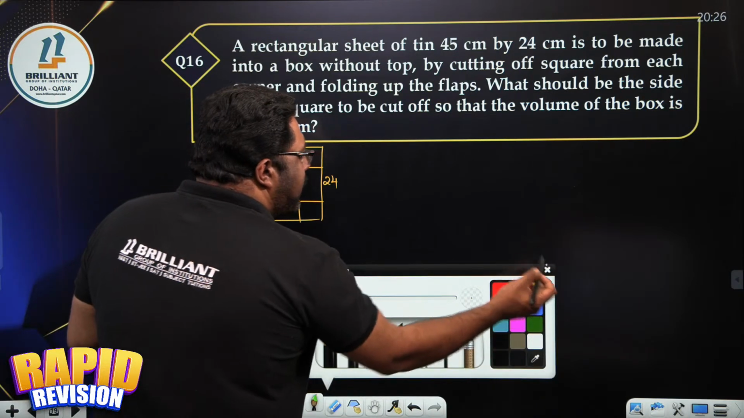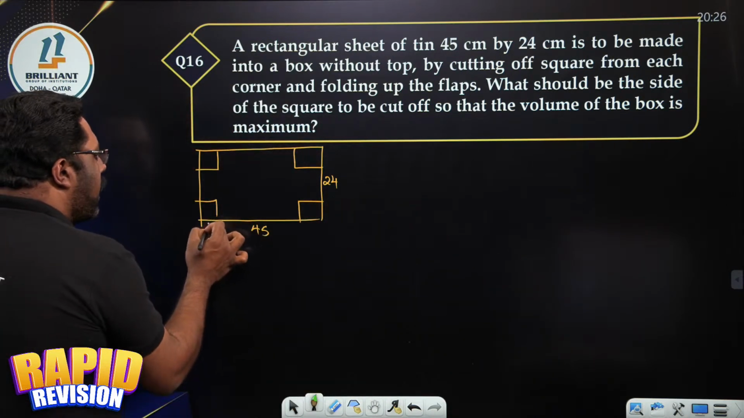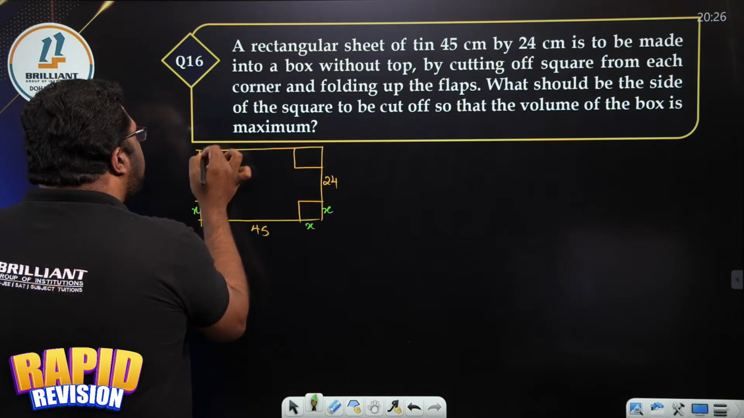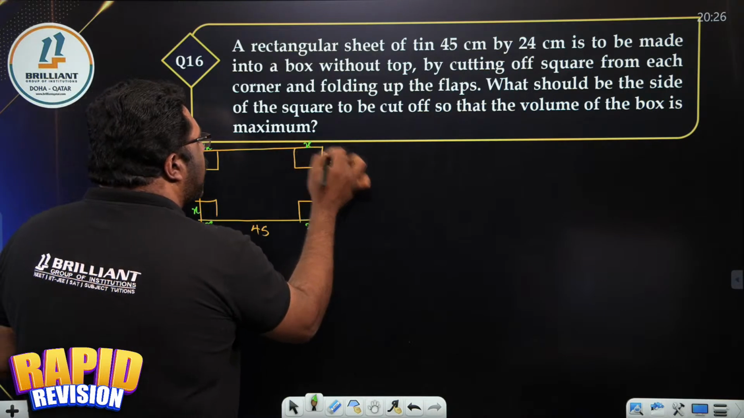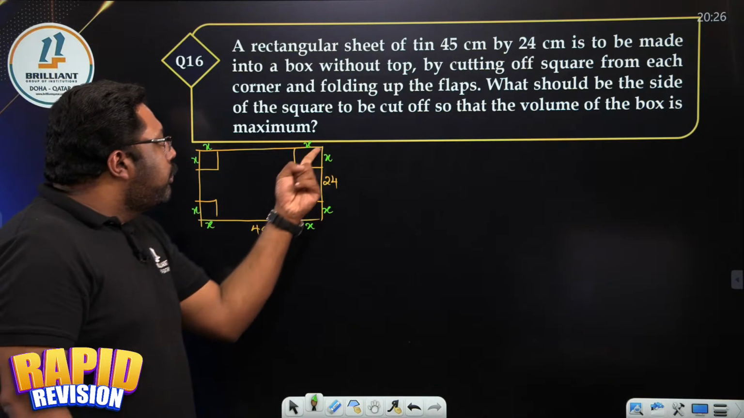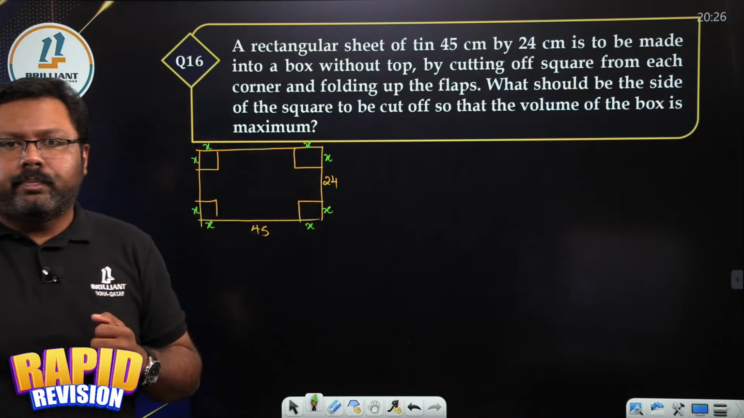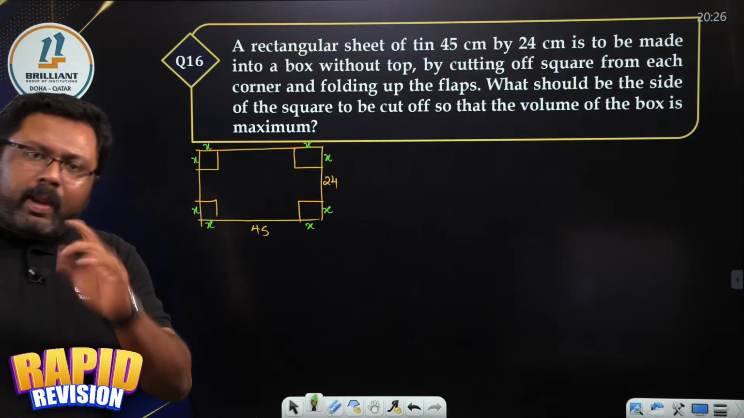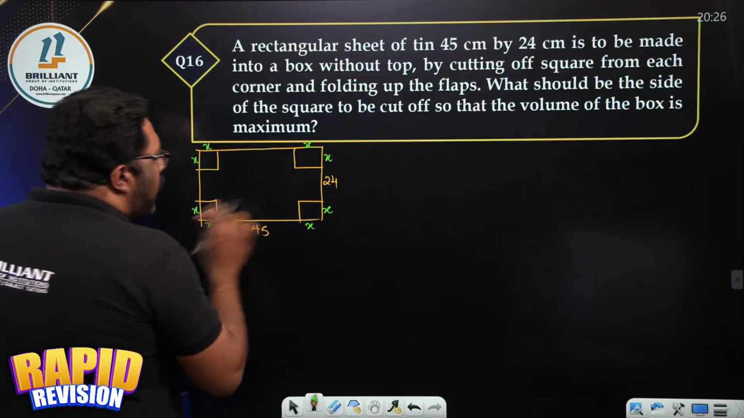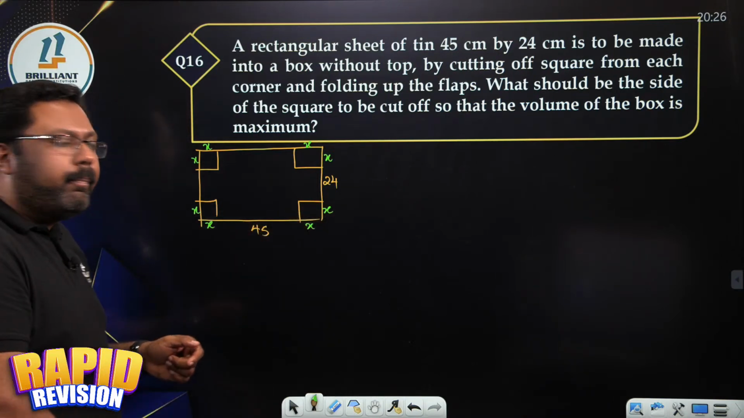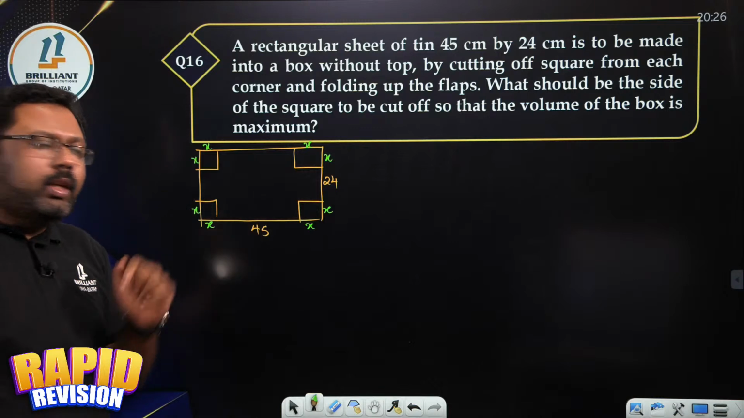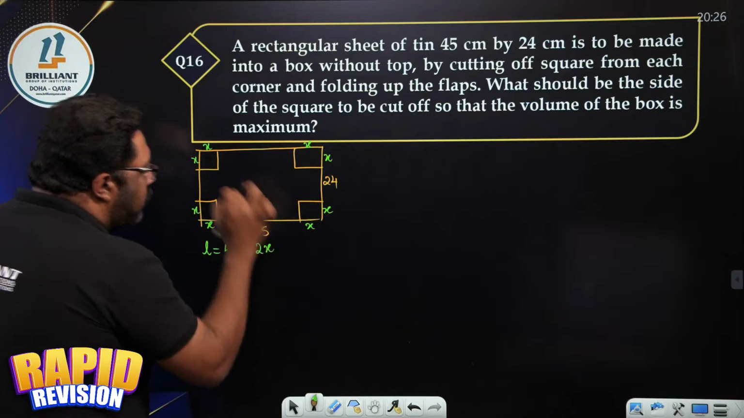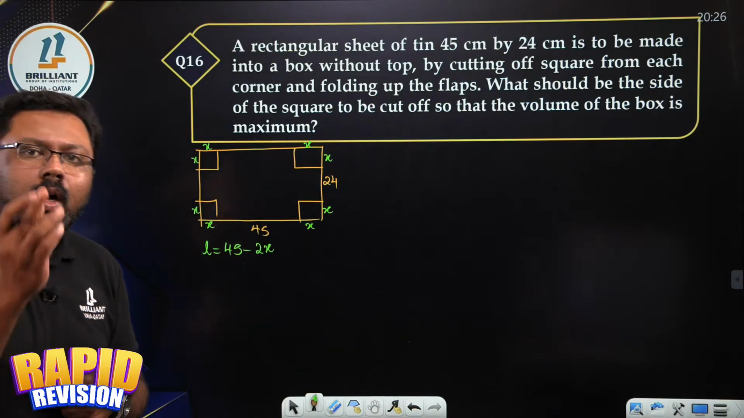Now, the common mistake I've seen with many students is they do know that the square should be taken as x. Everybody knows that. But the mistake they make in the exam is they forget to subtract both the x from the dimension. They subtract x but only once. Many students make this mistake. The actual length of the sheet was 45, but after you cut off the squares from both corners, the length is now 45 minus 2x.